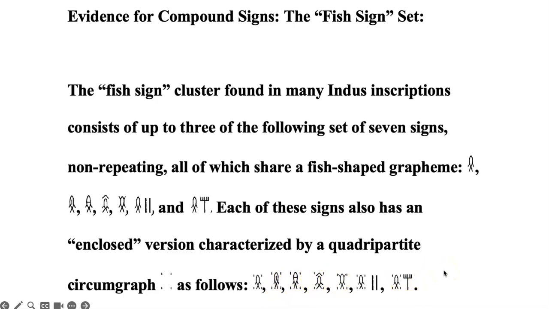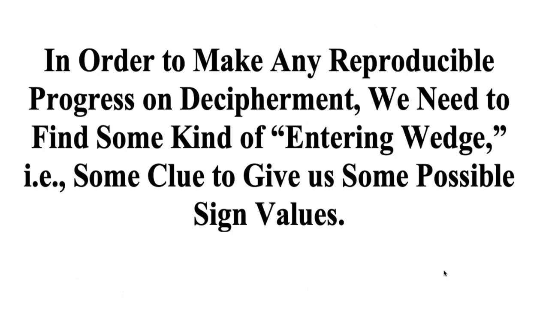Okay, so we have compound signs. I think that is non-controversial at this point, and it needs to figure into our reckoning with the script. All right, now here's the next thing. To make any reproducible progress, we need to find some kind of entering wedge, some clue to give us possible sign values. This is extremely important.